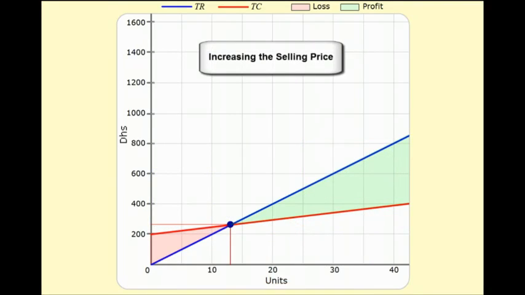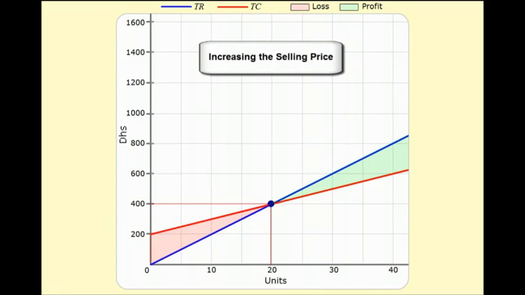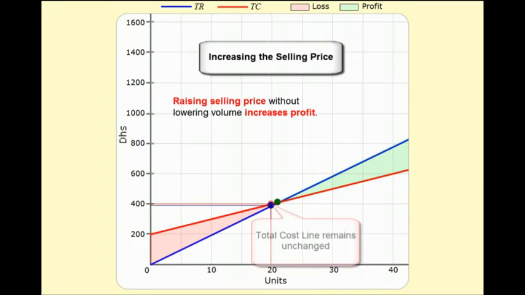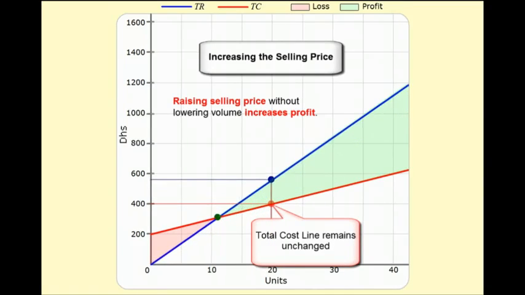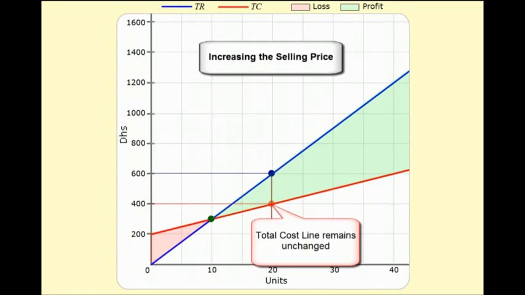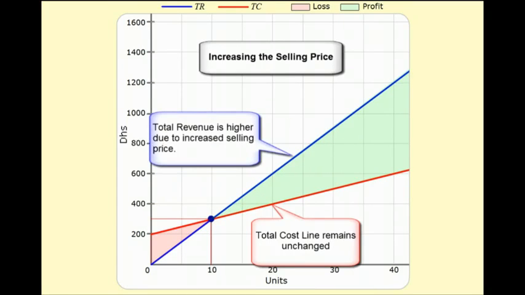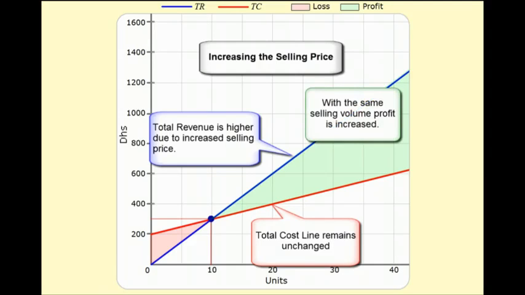What if we are able to increase the selling price per unit? Raising the selling price without lowering volume increases profit. Here, our total cost line is the same, but our total revenue line is higher because the selling price per unit is higher. So at the same selling volume X, we are making more profit. Again, in this case, the break-even volume is reduced.